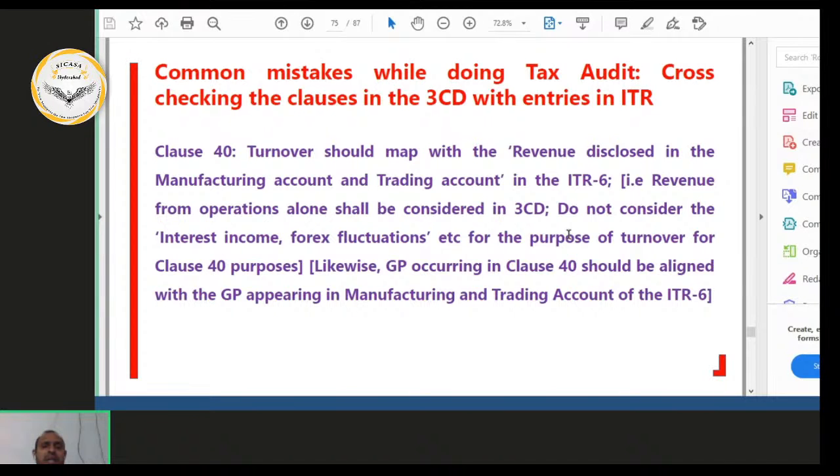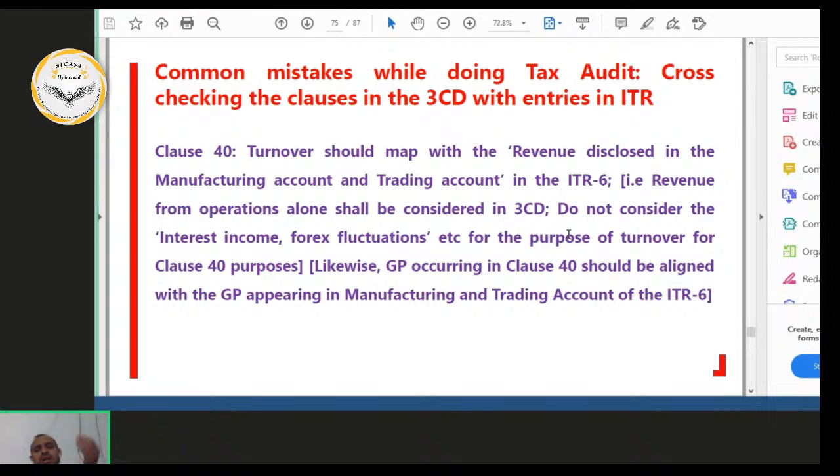Turnover should map with revenue disclosed in the manufacturing and trading account in ITR 6. See, in ITR 6 there is a manufacturing account. After that trading and manufacturing, then at the end gross profit will come, then profit and loss account, etc. Whatever is reported in that trading and manufacturing has to be taken for computation of ratios. In P&L, other income will be reported. That won't be taken for the purpose of ratios.